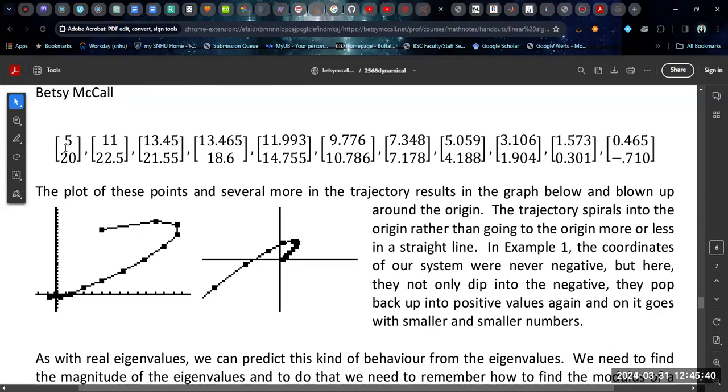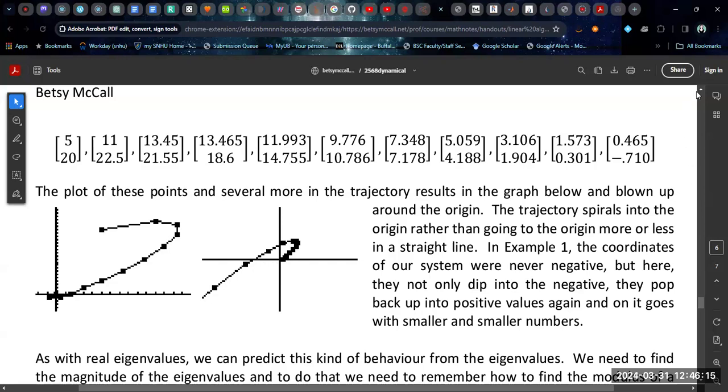And if we start with that same initial starting point that we had in our previous example, 5, 20, and then we multiply by the matrix, we get 11 and 22.5, and then we multiply by the matrix again and again and again. If we continue plotting this, what we end up with is this trajectory. But if you zoom in, it doesn't actually go to the origin exactly. It's going to go past the origin and actually spiral around the origin.